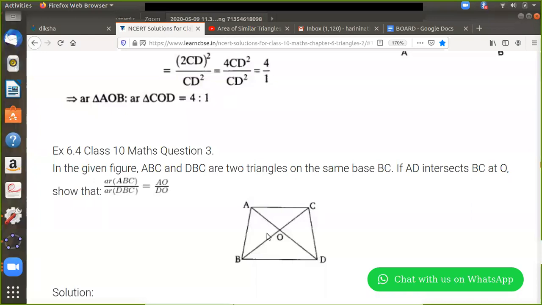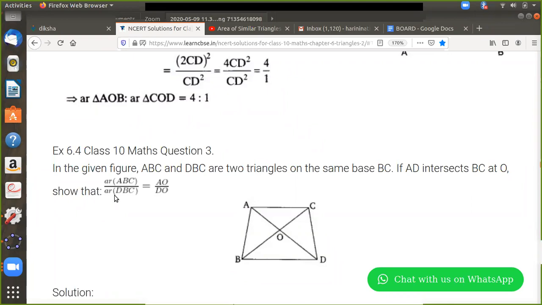Show that area of triangle ABC divided by area of triangle DBC is AO by DO. Interesting. When you see the areas itself, you must understand that I have some application of the theorem I have just learned. This is the clue. In the exam, when you see something like this, you should tell yourself, okay, maybe I have to apply my areas of similar triangles. And that's what is expected out of me.